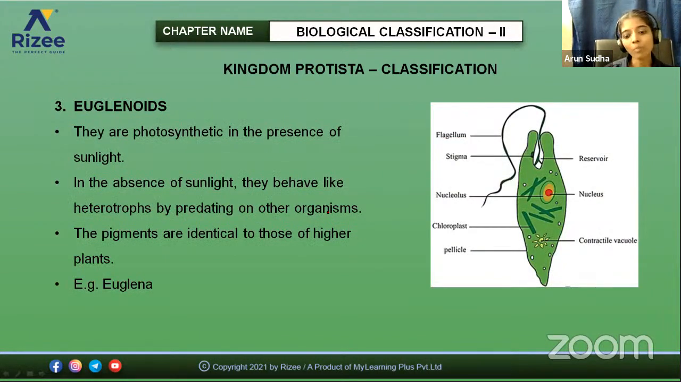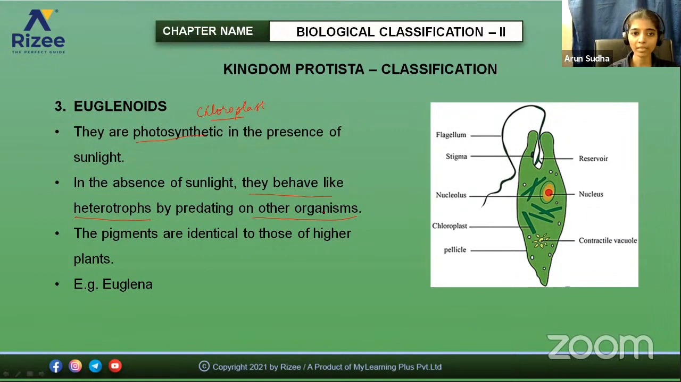Another main feature about euglenoids is that they are photosynthetic. They are actually similar to plants in that they have chloroplast. So they can photosynthesize and prepare their own food. But in the absence of sunlight, they behave like heterotrophs. Heterotroph means they are dependent on other organisms for food. So though they can prepare their own food because of the chloroplast, if sunlight is absent, they behave like heterotrophs by predating on other organisms. So they feed on other organisms.